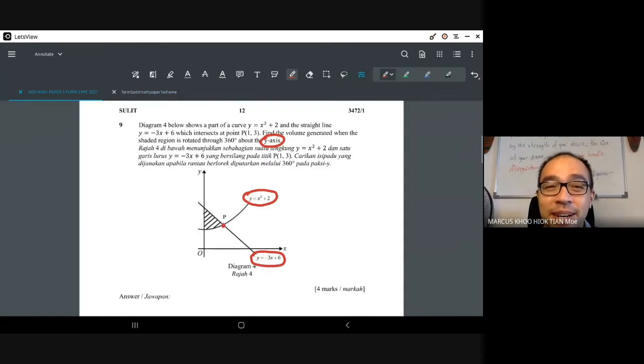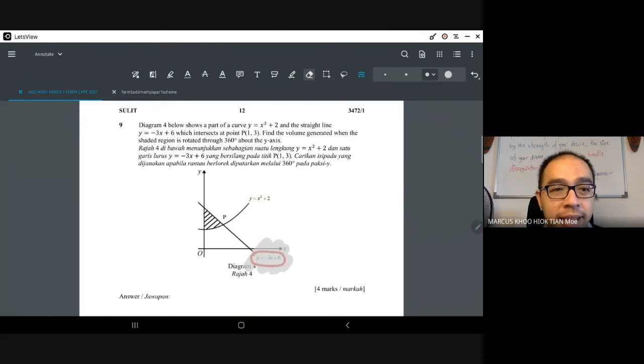Welcome to the second part of our discussion for the paper 2, for the paper 2 paper today. We'll be continuing off where we left off yesterday. So let's take a look at this question now.